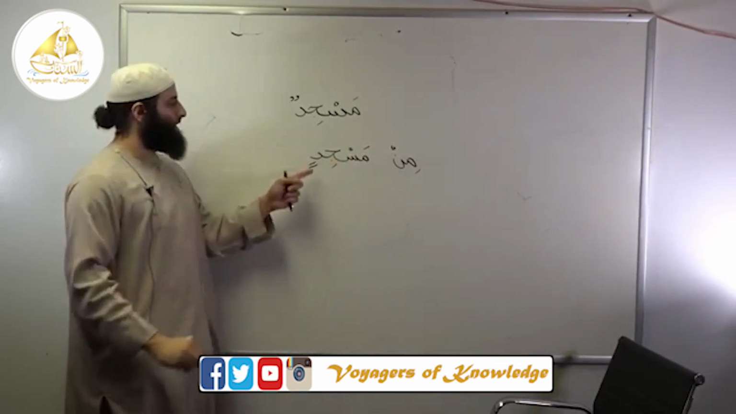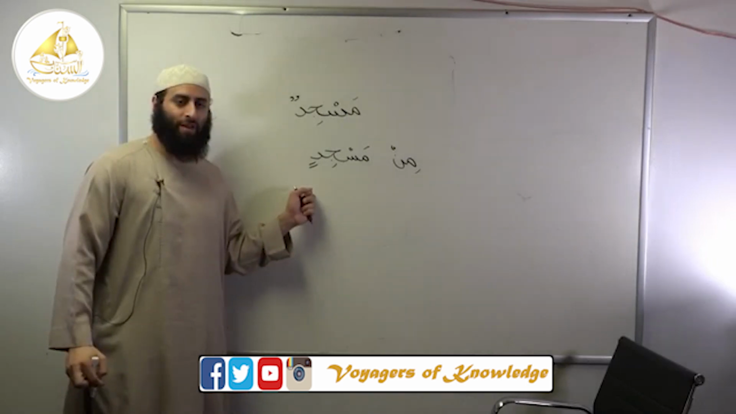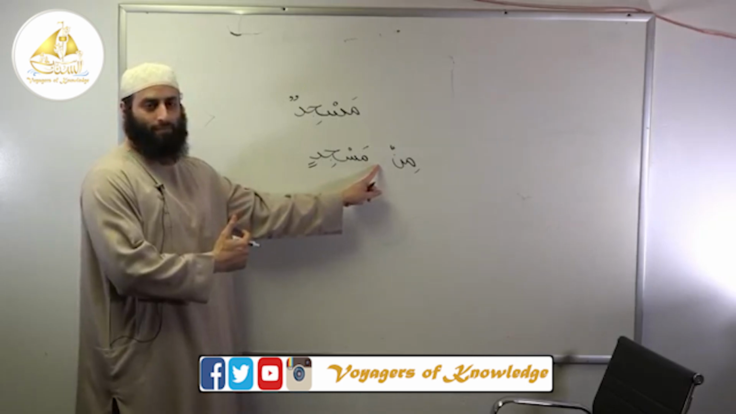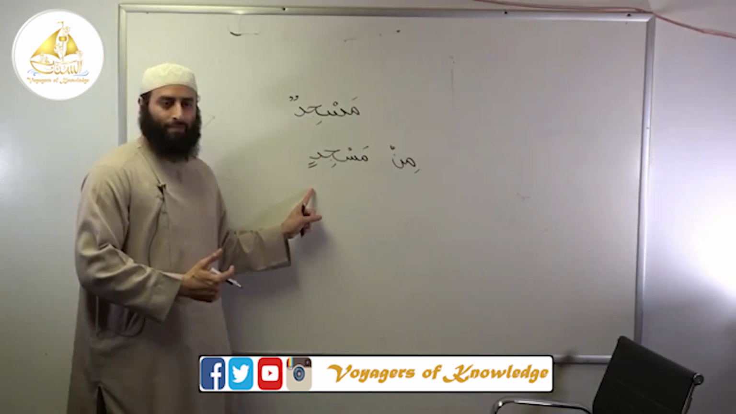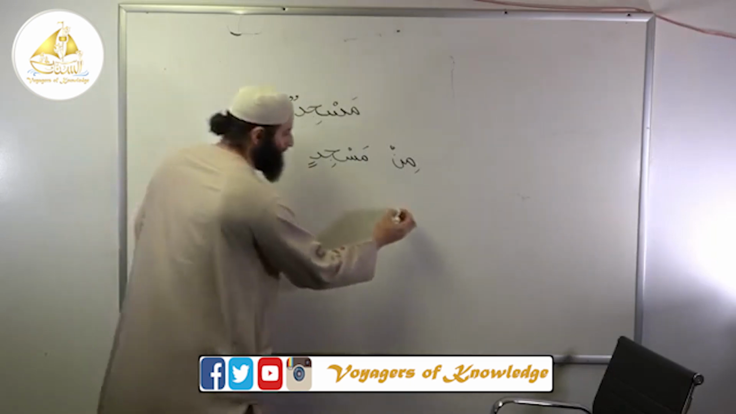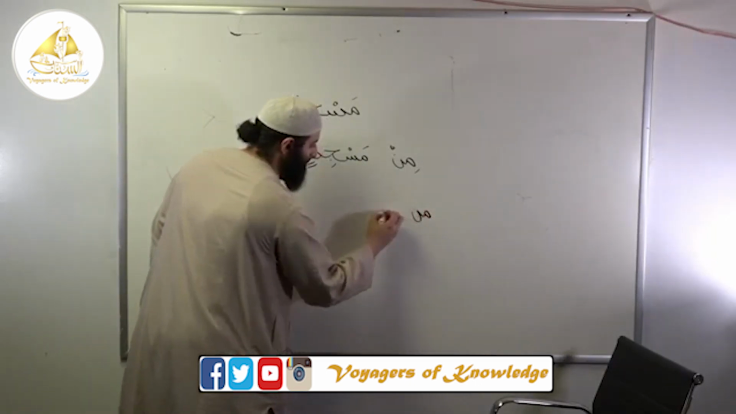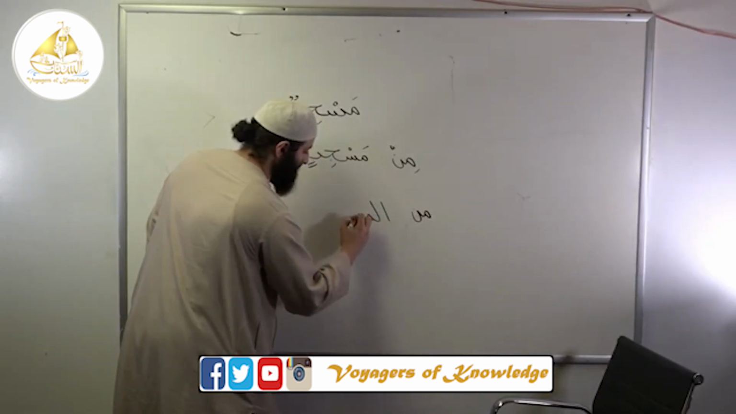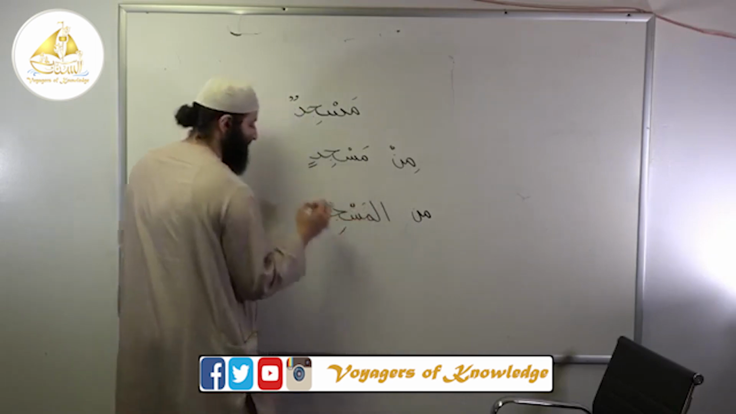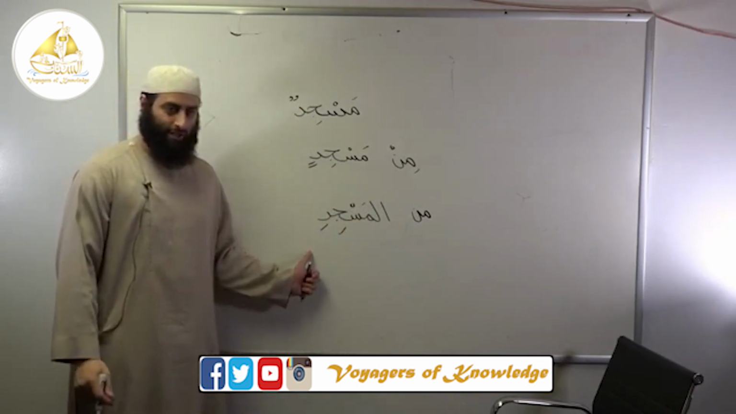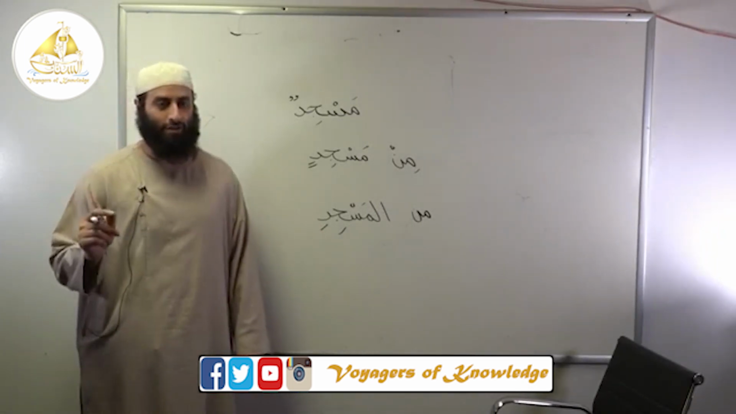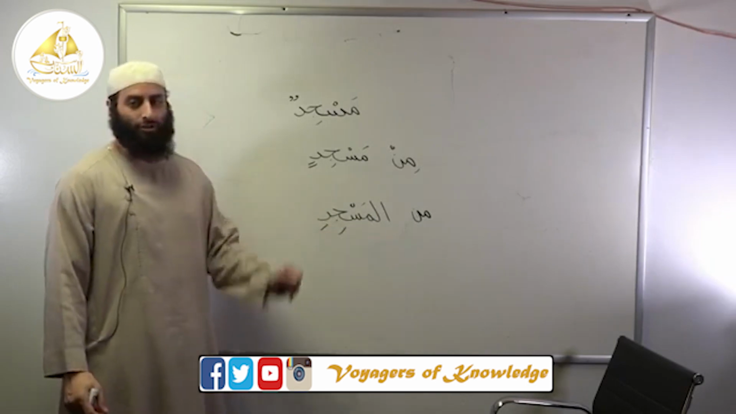All I did was just trade the dammatain for a kasratain. If this word has alif and lam attached to it, do I use kasratain? I use just one kasra. And that's what we're going to write. Minal masjidi. The second one, min masjidin, is from a masjid. This is from the masjid. All right?